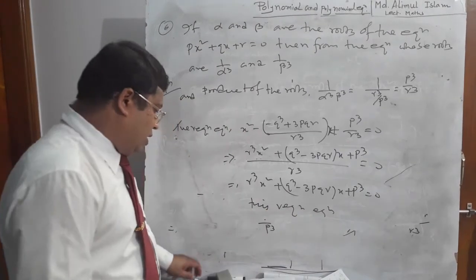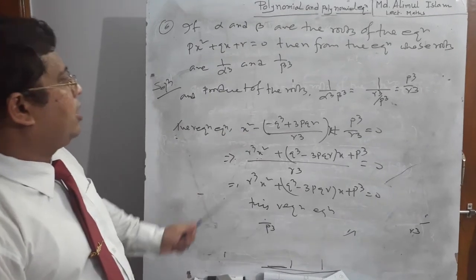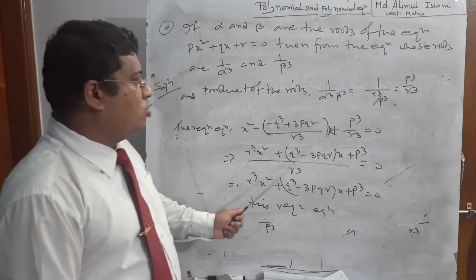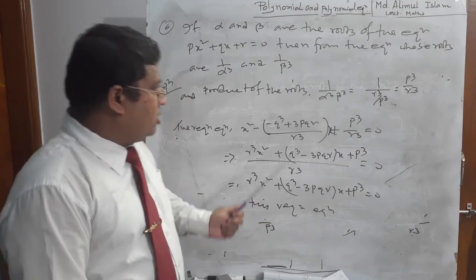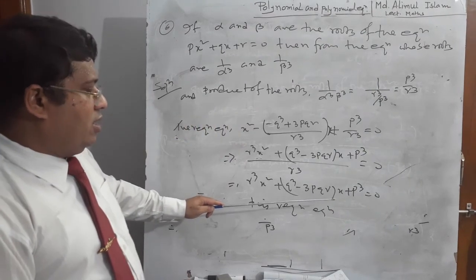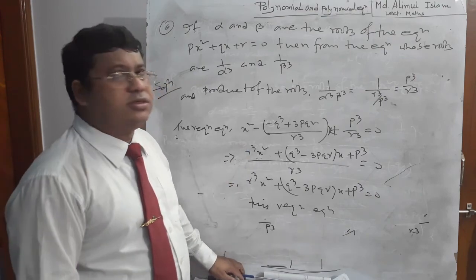You know the equation whose roots are 1 by alpha cube and 1 by beta cube. You know the formula: the required equation is x² − (sum of the two roots)x + product of two roots. I have already put in the values and we get the equation. This is the solution of this problem.